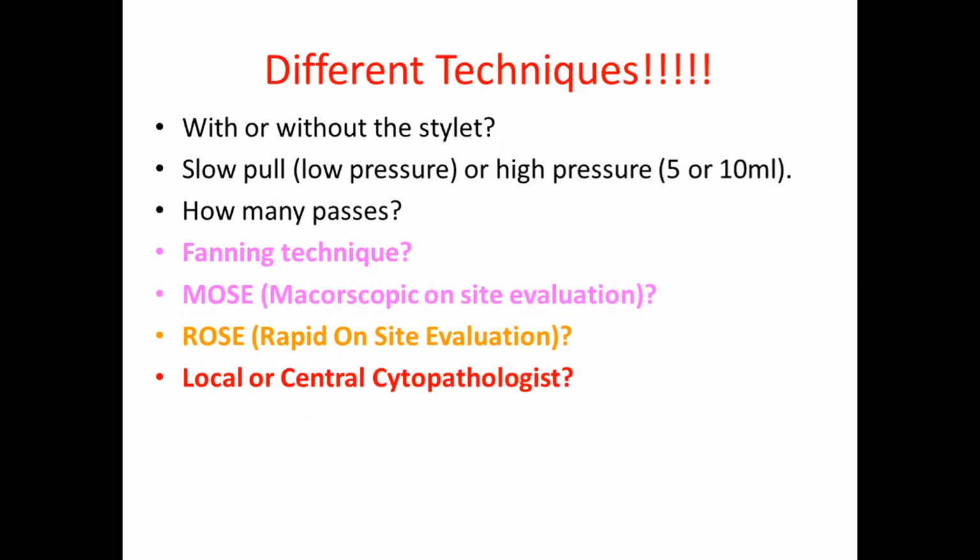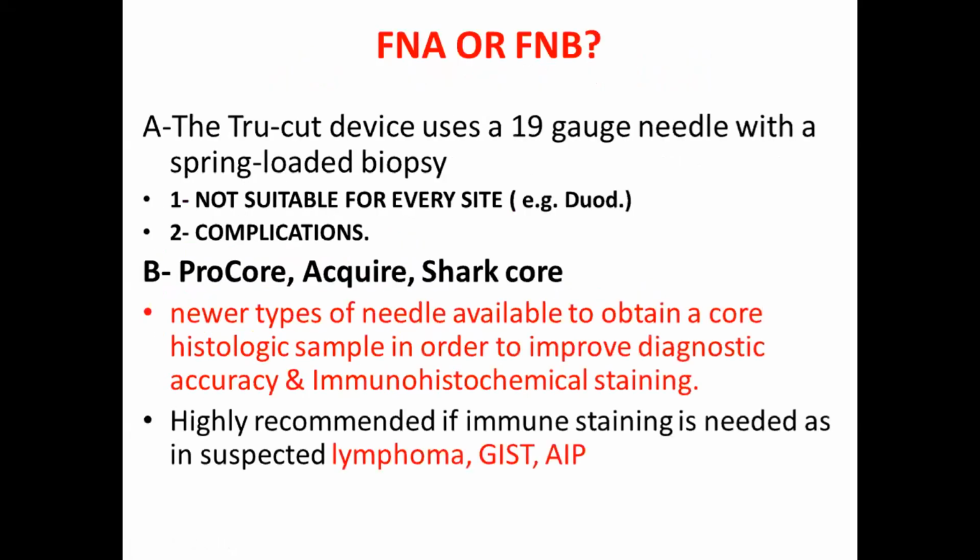So the most important factors in increasing the yield of EUS-FNA: the fanning technique is useful, MOSE is useful, ROSE is very important, and the local or central cytopathologist is decisive. Now come to the last slide, or last two slides of my lecture, and the famous question and everyday debate: whether to use FNA or FNB.